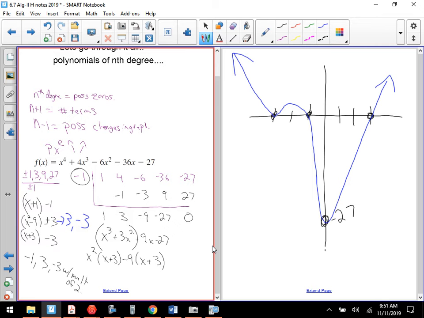I thought it only bounced on even multiplicity. It does, but there's 2 of them. You're thinking of 3. And if it's an odd multiplicity, it just goes through.